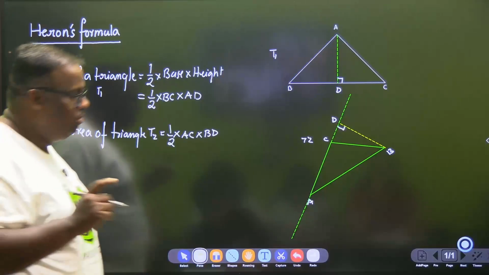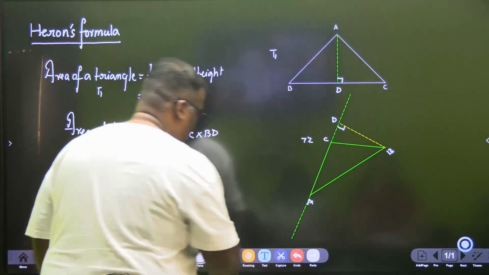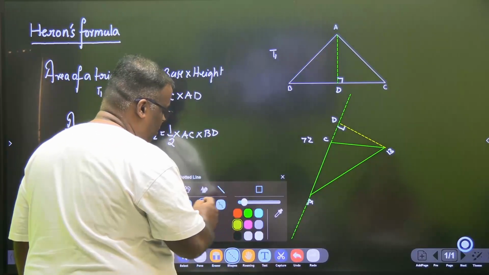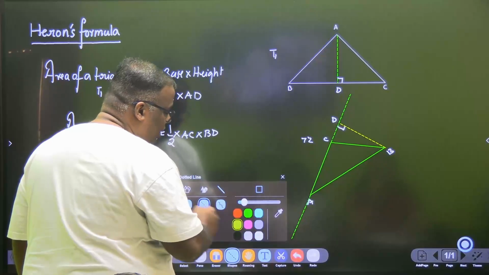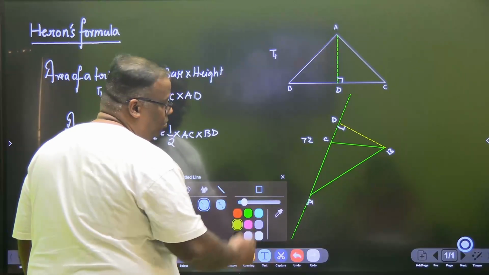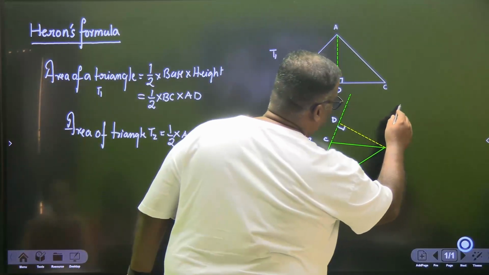The perpendicular concept is what? You know, what is the concept of perpendicular? The perpendicular's concept is that you put the triangle between two railway tracks.